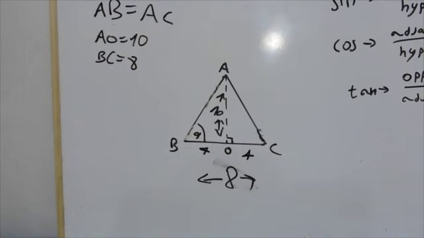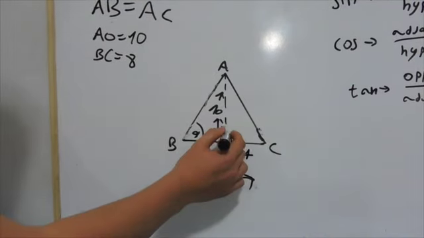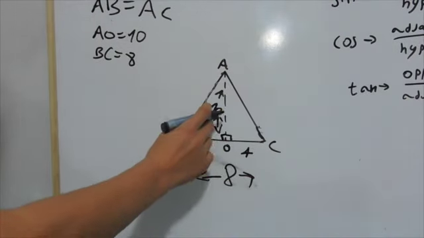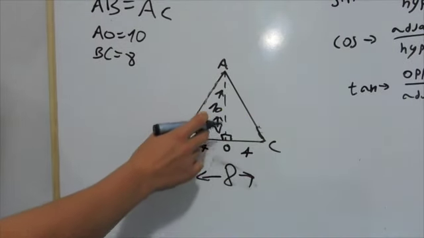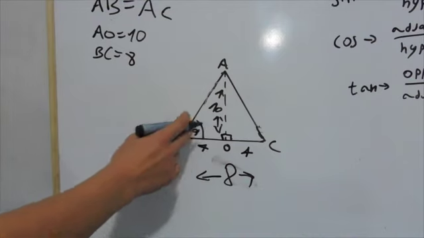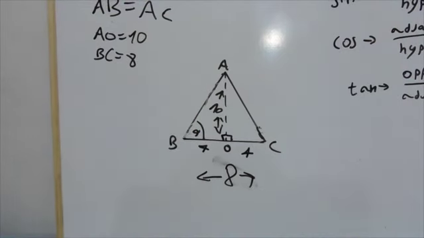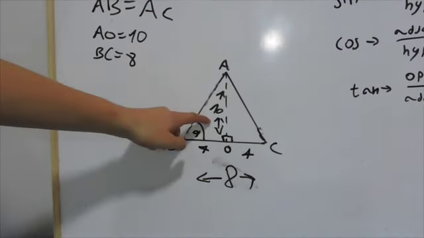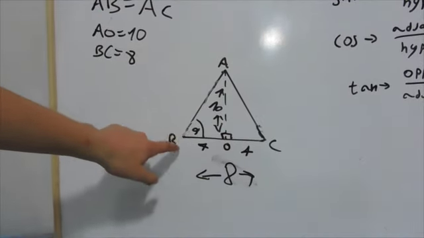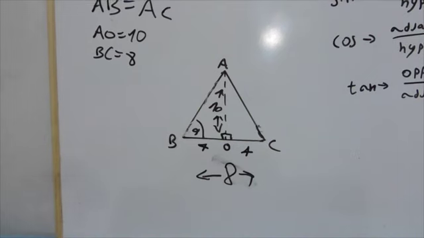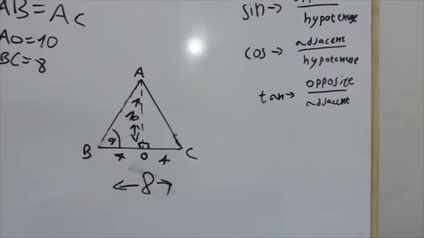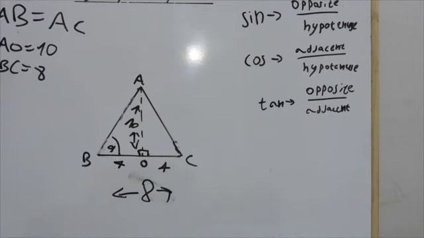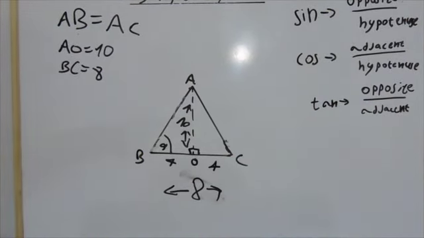And now what have we got? We've got a 90-degree triangle where we have two sides and one missing angle. So how do we find it? Okay, what do we have? We have the opposite to the angle and the adjacent to the angle. So which one do we need to use? We need to use tan, because tan is opposite and adjacent. So let's see how we use that.